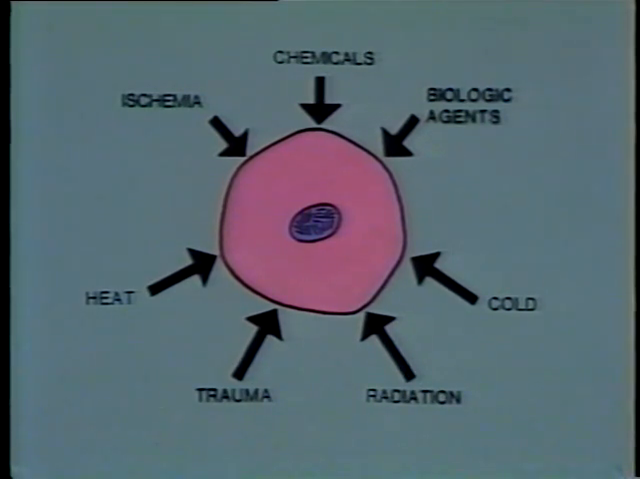There are many diverse substances and forces within the environment which may produce cell injury. Many such environmental changes are the same ones which elicit adaptive reactions from cells. However, injury is the result if the stress is too great or lasts too long.